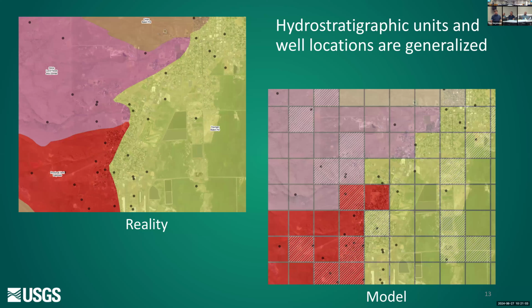So in some cases, if the model grid happened to be half red and half pink, we had to look at it and decide it's probably all pink or probably all red. So things get generalized. You're not going to have an exact representation of every single geologic unit. You're going to have a more smoothed out version as you build this model.